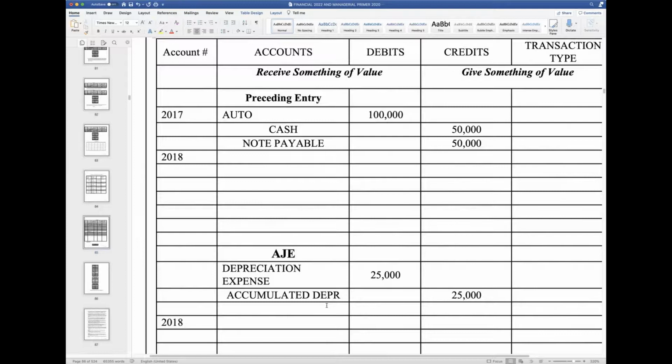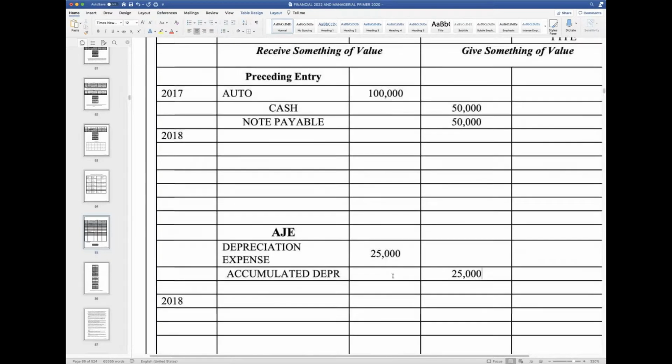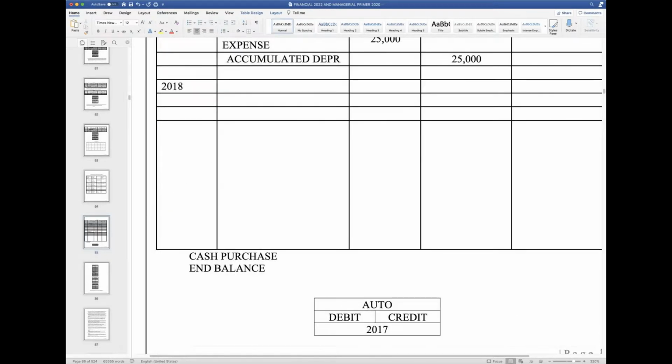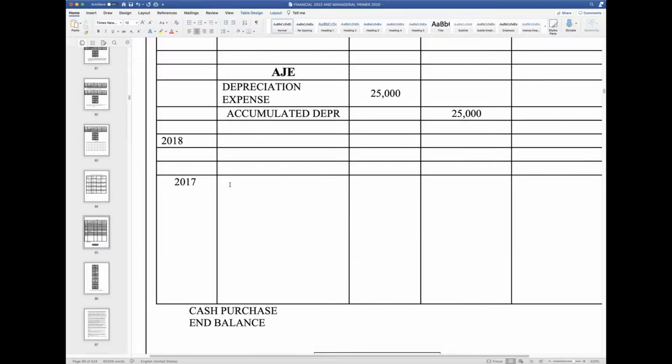So if I'm giving you accounts now, you know that accumulated depreciation is going to have a credit balance. And let's look at our balance sheet presentation in 2017. So when we do the balance sheet, we're going to have auto at 100,000.